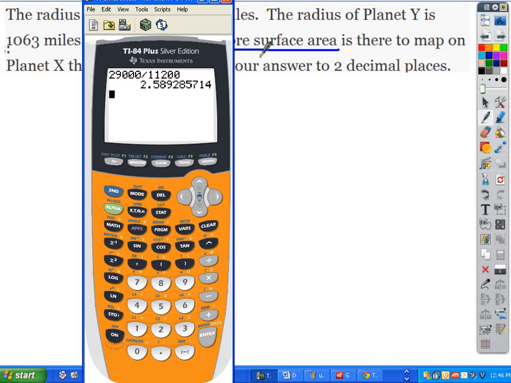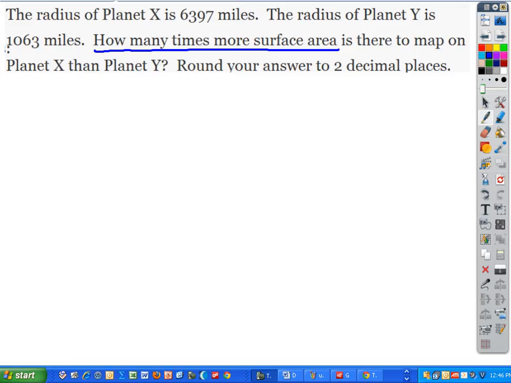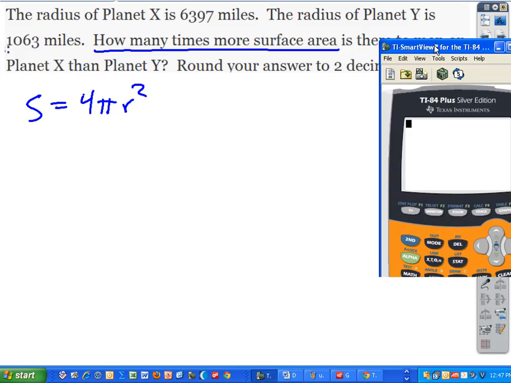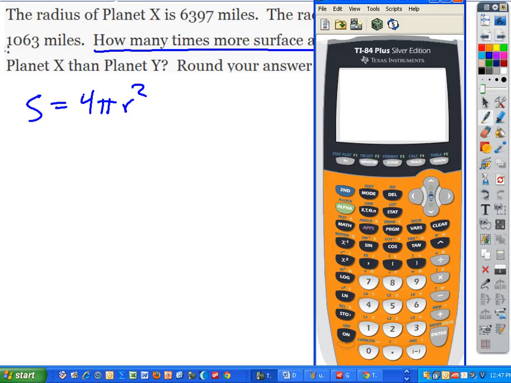So all I need then is the formula for the surface area of a sphere. Surface area is 4 pi r squared. We have the radius of each planet, so we can just calculate each number and divide, right? So I get 4 times pi times 6397 squared, which gives us a huge number, over 514 million square miles. That's big. It's quite a bit bigger than Earth.